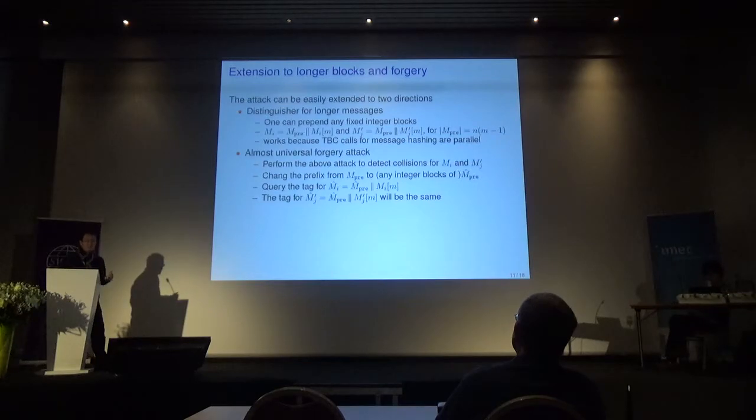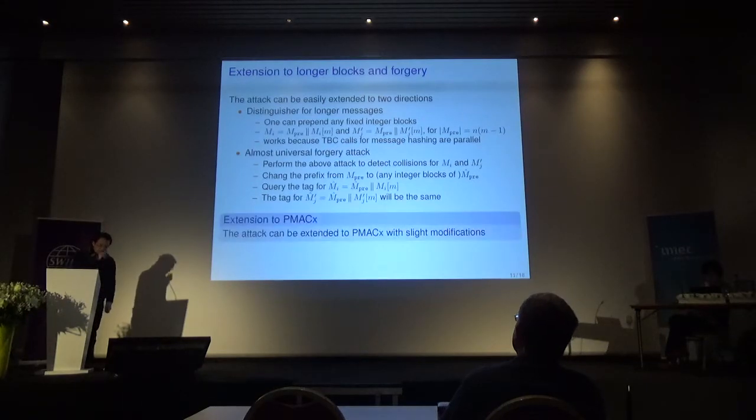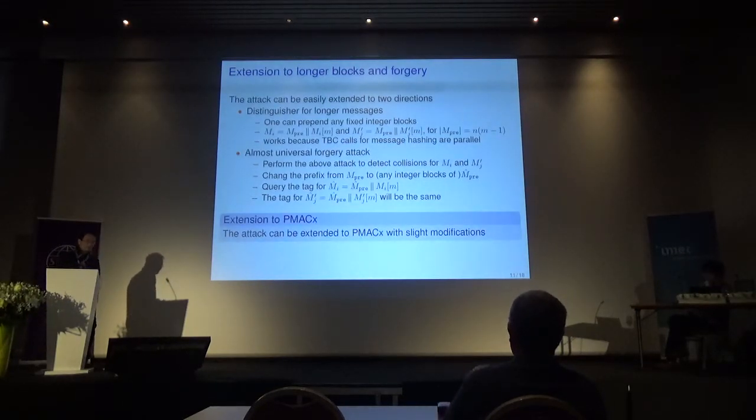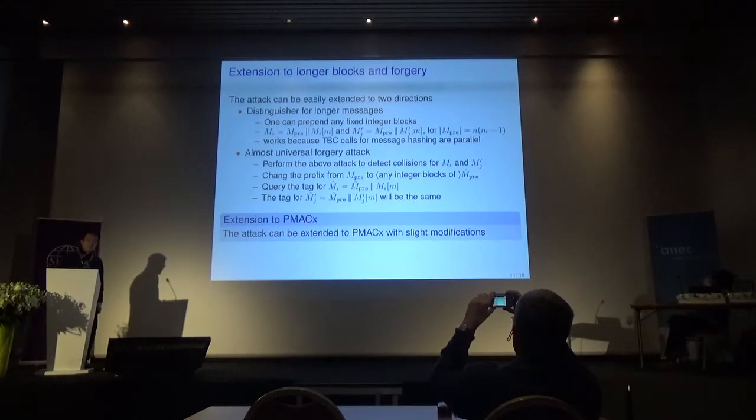And once we can detect the collision, it can be used to perform an almost universal forgery attack. First, we use the first prefix and the one block that imposes the collision, and we query this message to the tagging oracle and get the tag. This tag can be used to perform the forgery attack by changing the last block from Mi to Mi prime, Mj prime. And with a slight modification, this attack can be extended to PMACx as well.